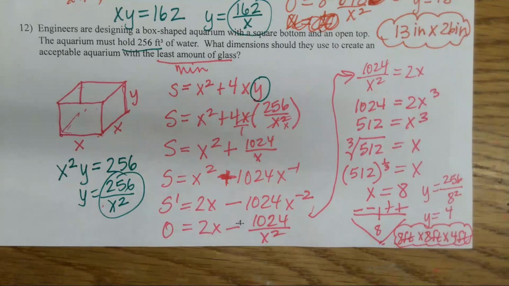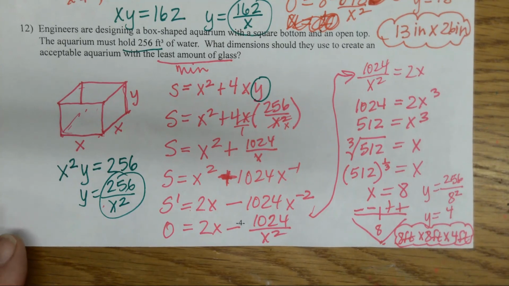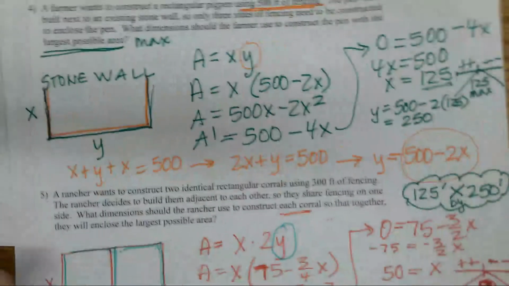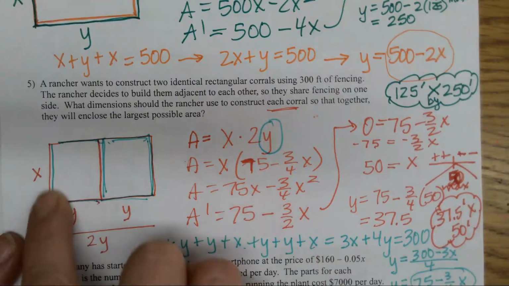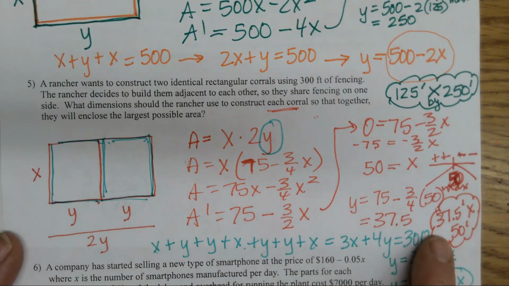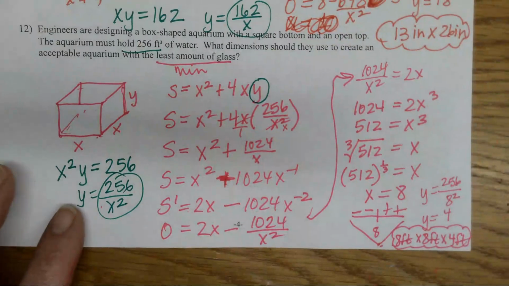Choose your dimensions by what figure you're looking at. This is a 3-dimensional figure, therefore I need 3 dimensions. Yesterday when we were dealing with the farmer and the rancher, we were looking at 2-dimensional figures, so we only needed 2 dimensions. So watch out what you're looking for.